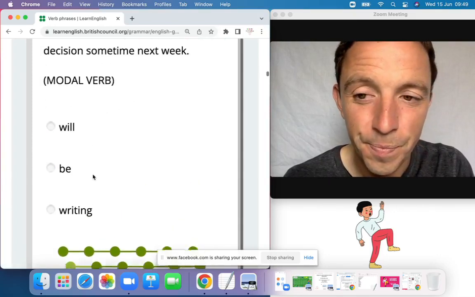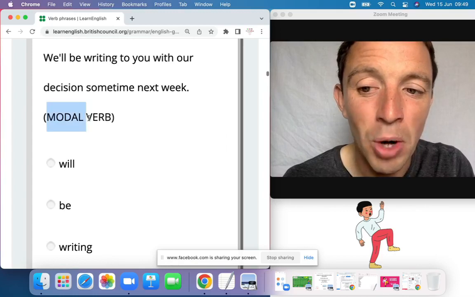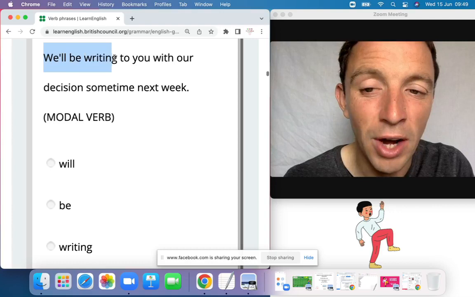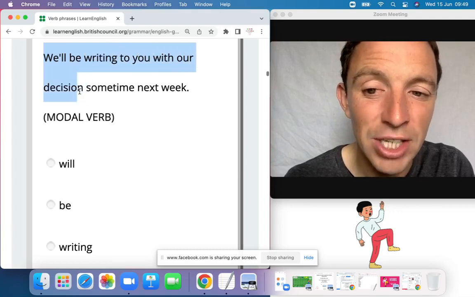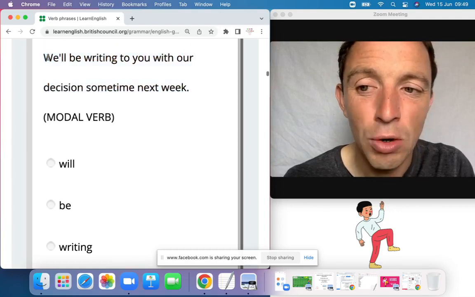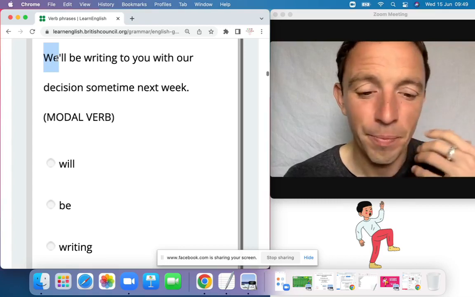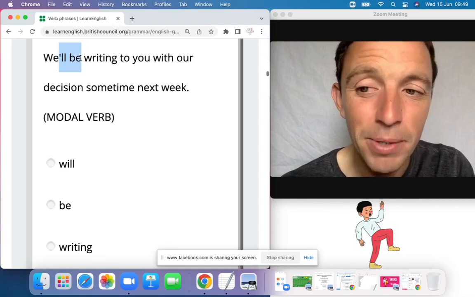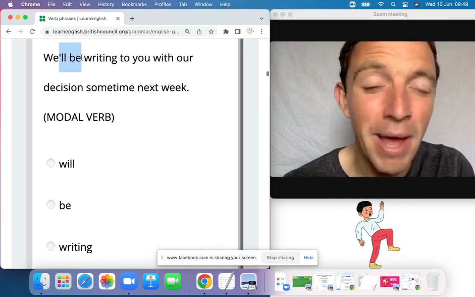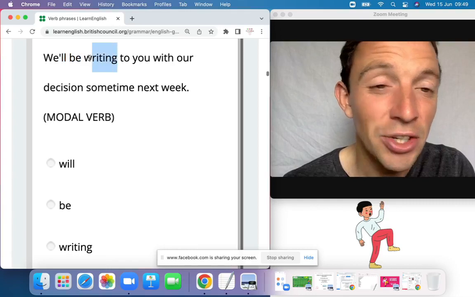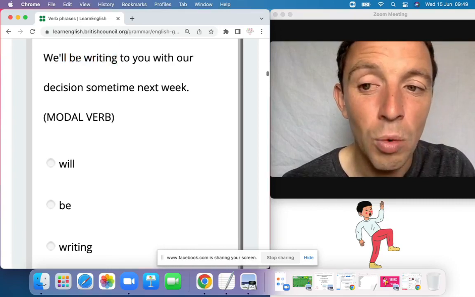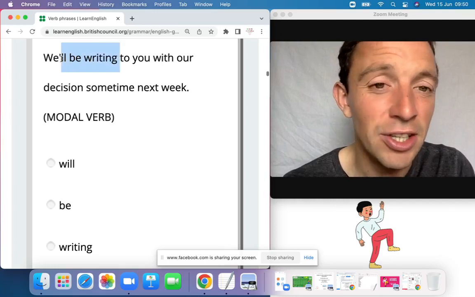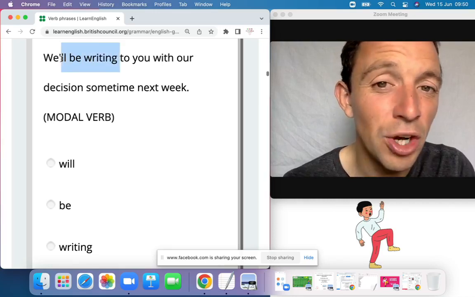Next, we are looking for the modal verb in: we will be writing to you with our decision sometime next week. We is the subject pronoun. Will be is normally the future simple, but will is the auxiliary verb with the main verb be, and writing is another verb in the ing. When you have the verb to be in a form with the ing, this is considered the continuous. So this is the future continuous.